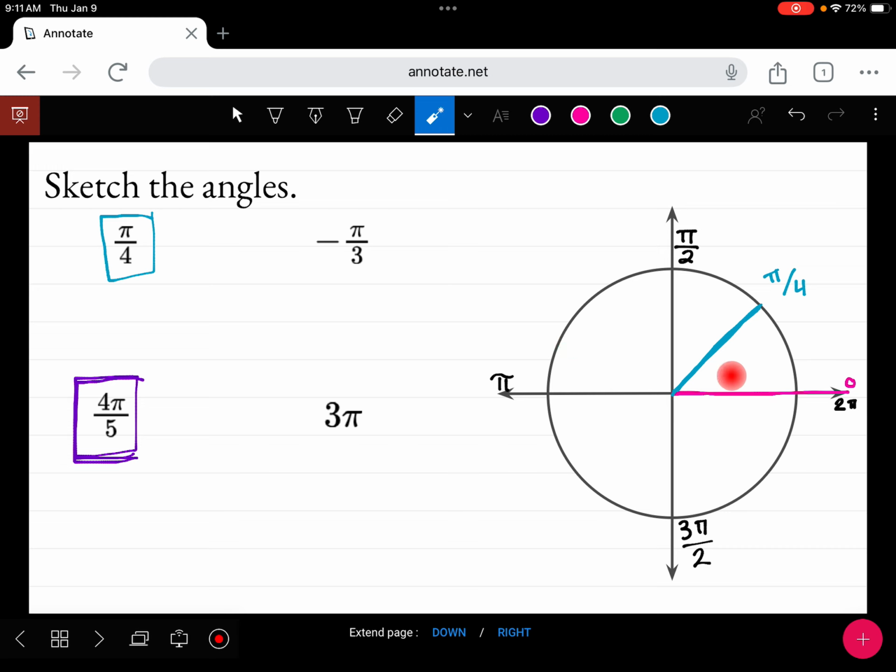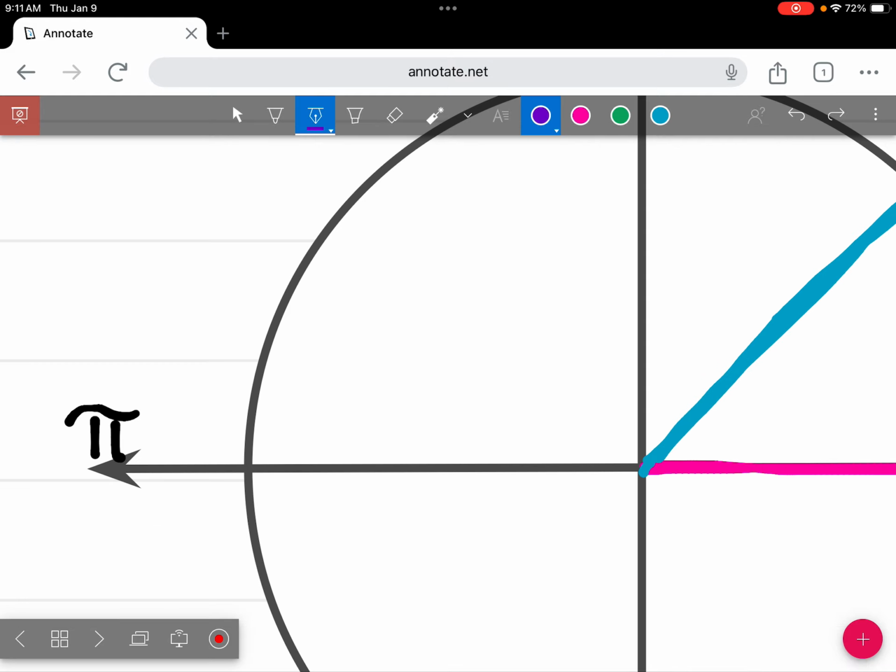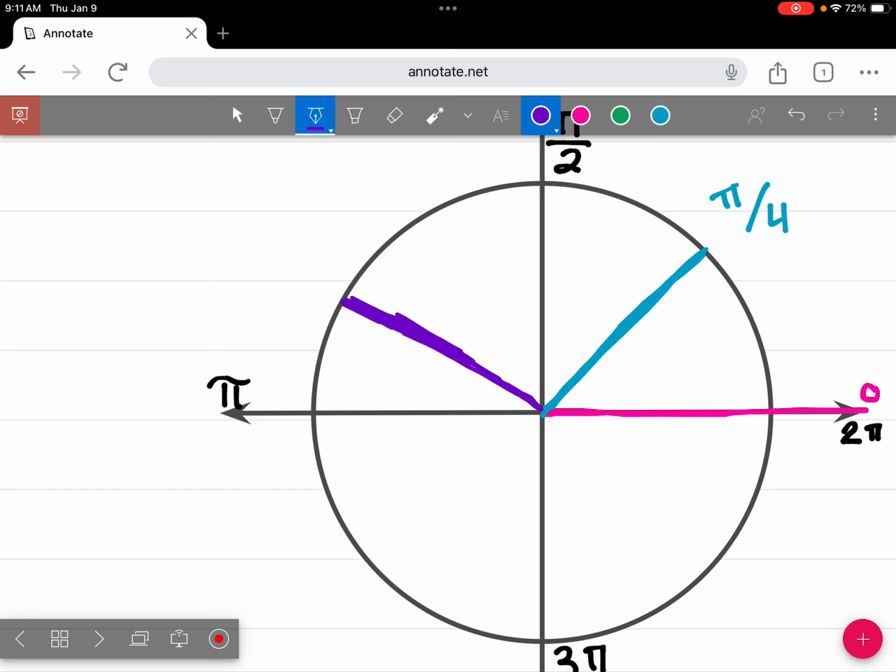If I divided this half of the circle into 5 pieces, it would be 1 piece left. So it's going to be kind of there-ish? We're eyeballing it. We're getting close. We're getting the vibe of these. Whenever it says sketch, do not stress about it. It's the vibe, not rulers close.